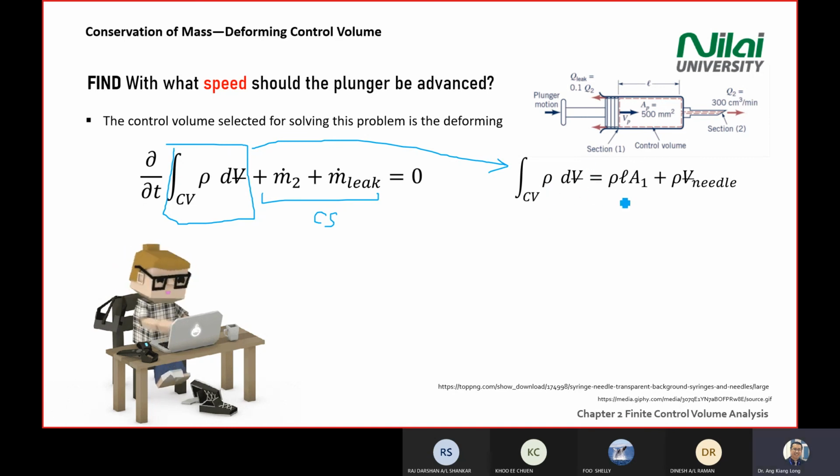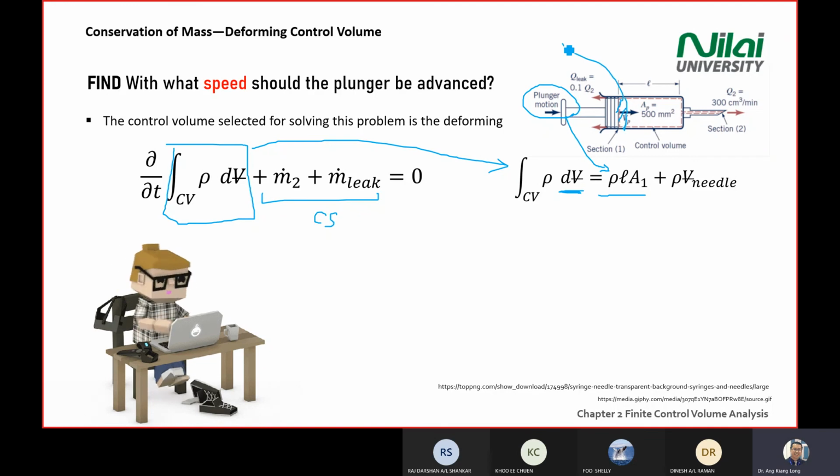So actually you have two control volumes changing here. One is because of the pusher or plunger. So rho, you continue using the rho for section 1. And how do you calculate the volume moved by the plunger here at section 1? How do you find the volume?